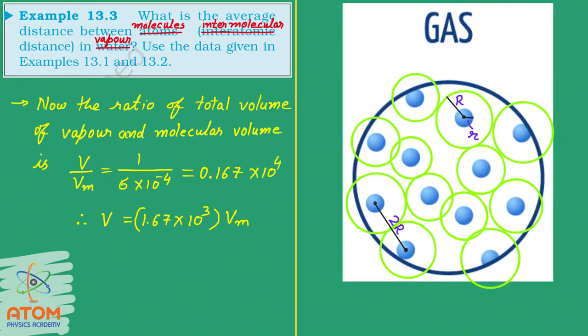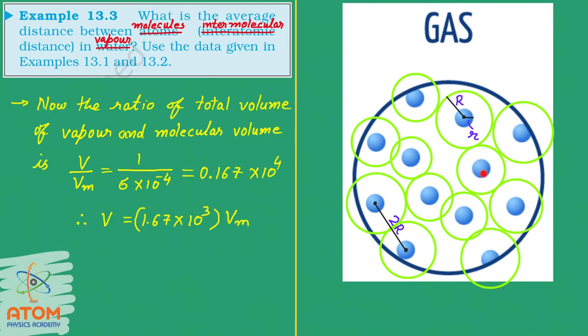Now here let me discuss something from this figure. See, the total volume of this gas is V, and these are all molecules, so the volume of all of these molecules is Vm, right? So this total volume V is 1.67 into 10 raised to 3 of Vm. Vm is the volume of all these molecules. Now see these green circles here. This green circle shows the volume occupied by one molecule.